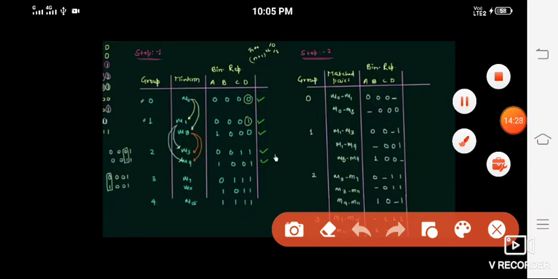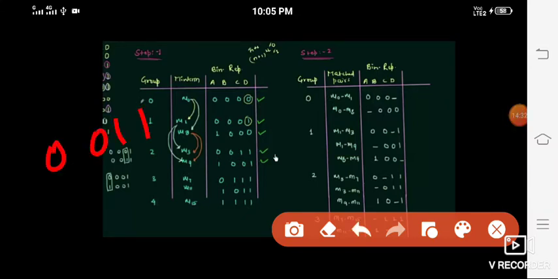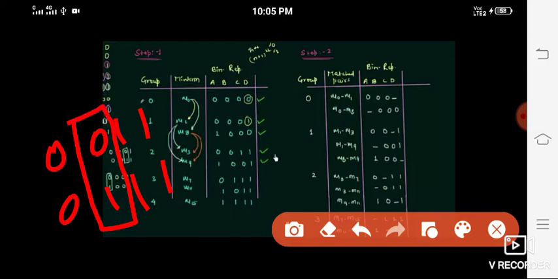M3 is the 0 0 1 1. So again M7 0 1 1 1. Here this position will be different. So we are writing the M3 M7 0 underscore 1 1.